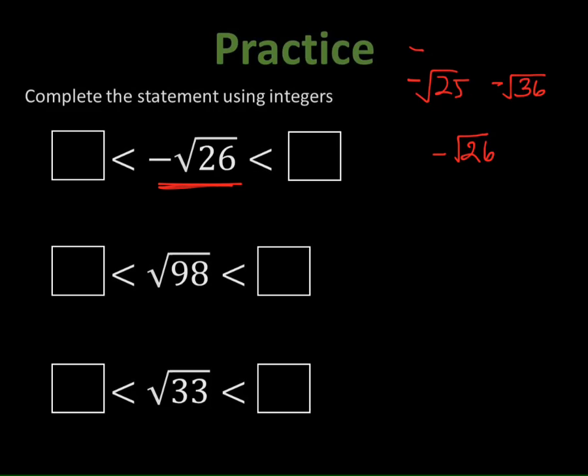So negative square root of 25 simplifies to negative 5. Negative square root of 36 simplifies to negative 6. Which is smaller? Negative 6 is smaller, so negative square root of 36 is going to go first. Negative square root of 25 is going to go in the second box. You try the other two, and I'll put the answers up in just a second.